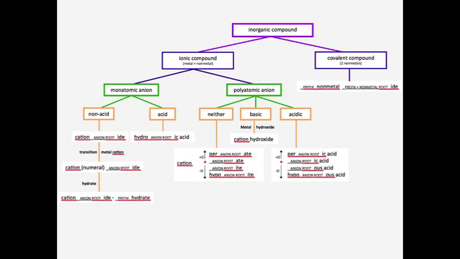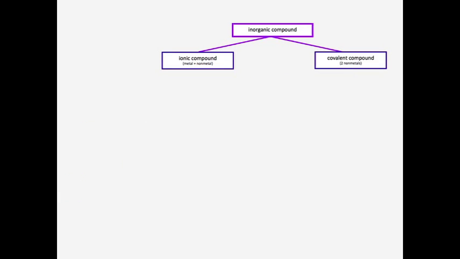We now move on to ionic compounds with polyatomic anions. Here's an overview of the naming procedures for inorganic compounds. There are two categories of inorganic compounds, ionic and covalent. In this video, we will continue discussing ionic compounds.